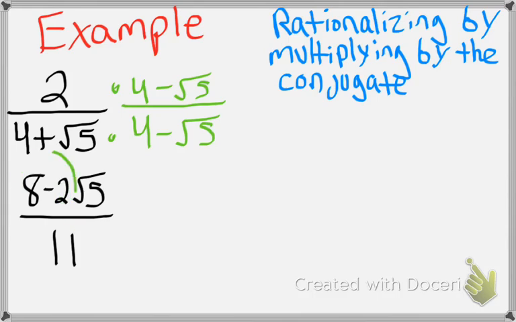Is there something that goes into all of them? In this case, there is not, other than 1, because 11 is prime. It doesn't simplify any further. So this is your final answer. This is the fully simplified version of our original.